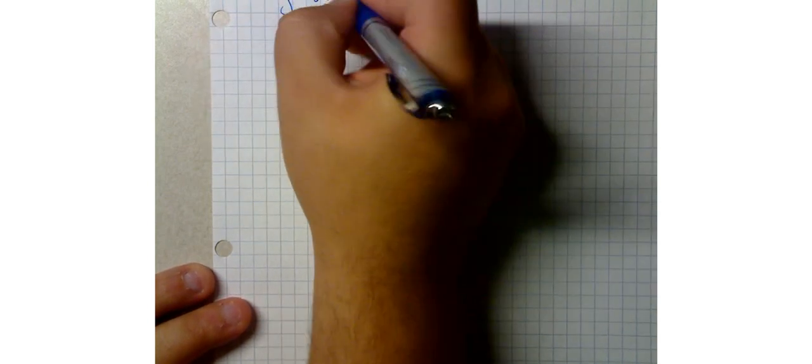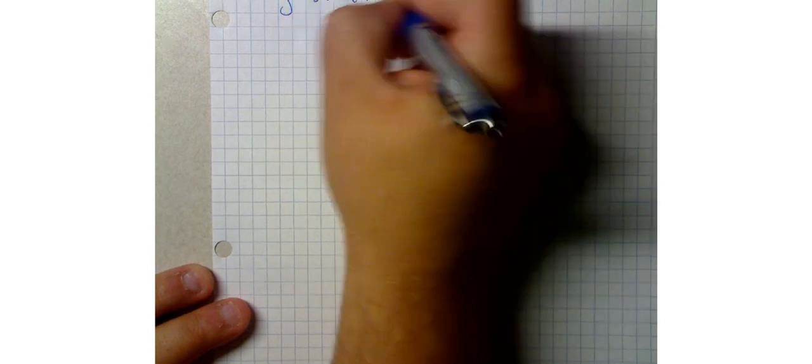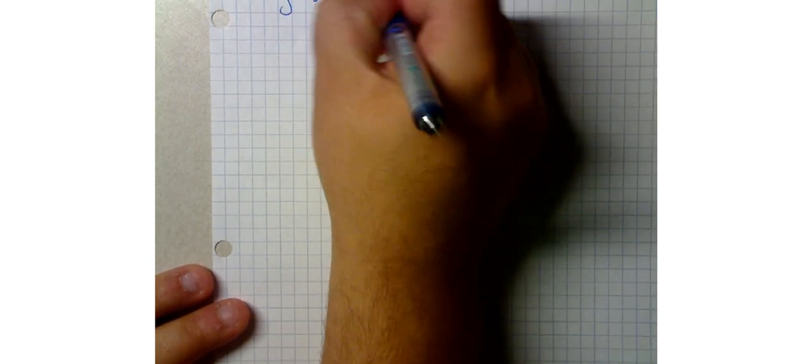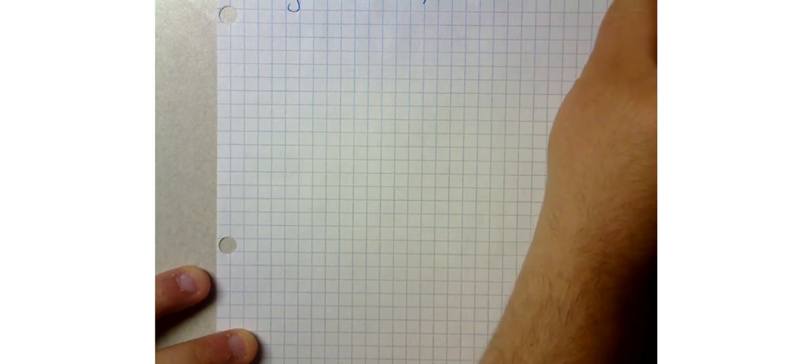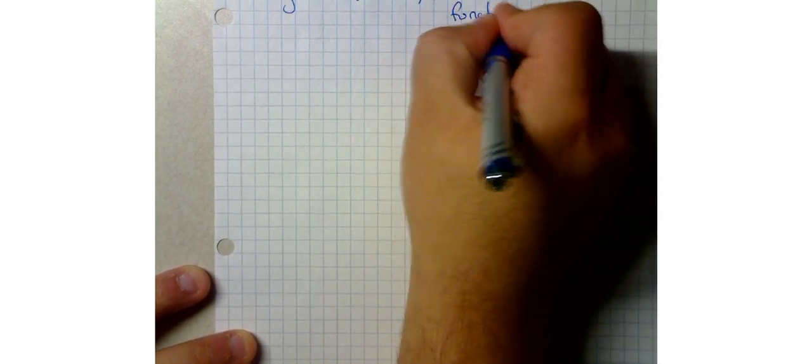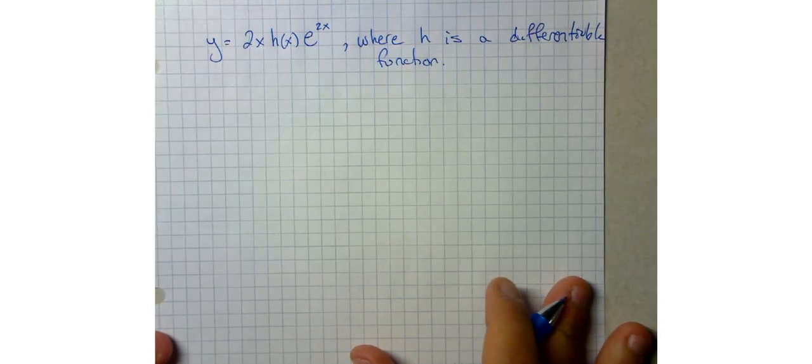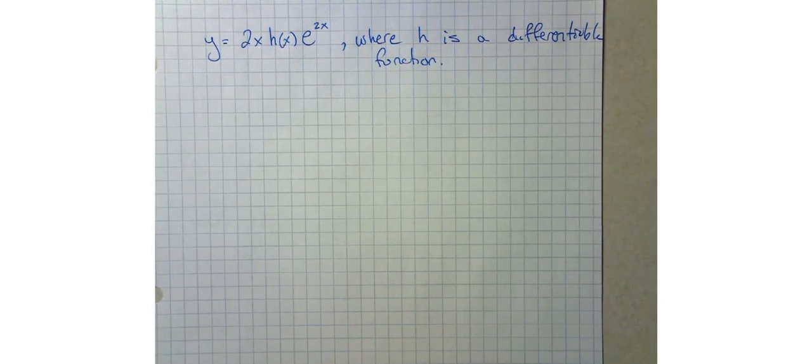Other more complex examples require you to realize that something is a function. So if I give you like y equals, let's say, 2x times h of x times e to the 2x, and I say where h is a differentiable function, take a second and try to answer that question.